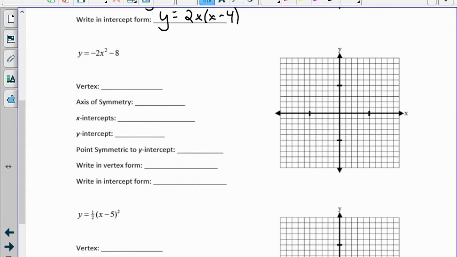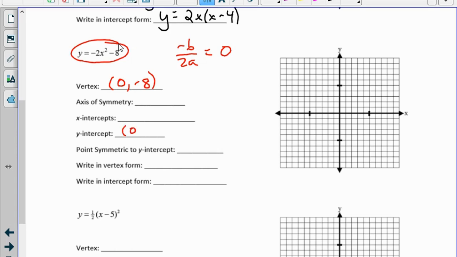Second problem, y equals negative 2x squared minus 8. One thing that you want to notice about this problem is that there's no b. Because there's no b, that means the x value of the vertex is very easy to get. Since the x value of the vertex is negative b over 2a and b is 0, that means the x value of the vertex is 0. If you substitute that in, you get negative 8.